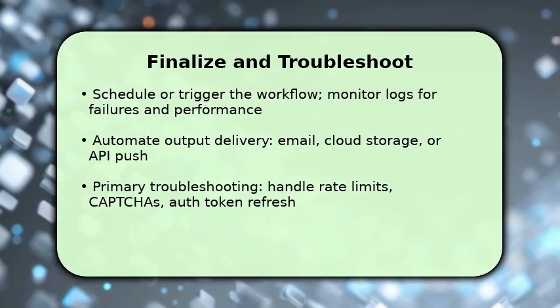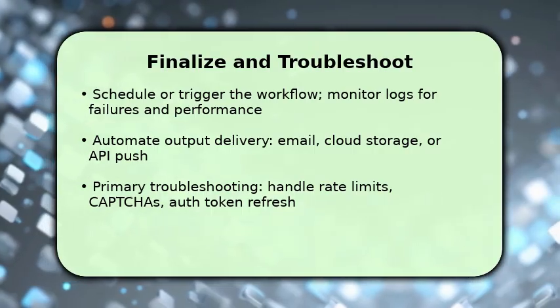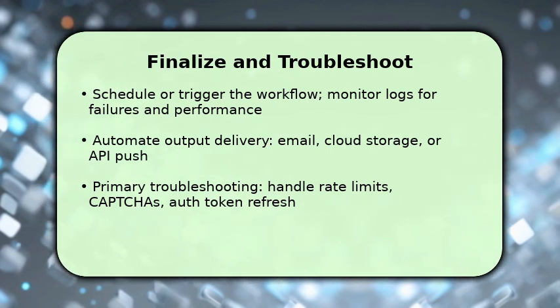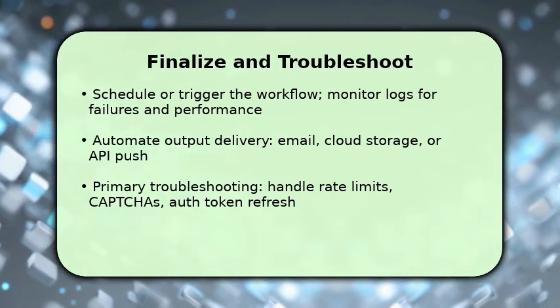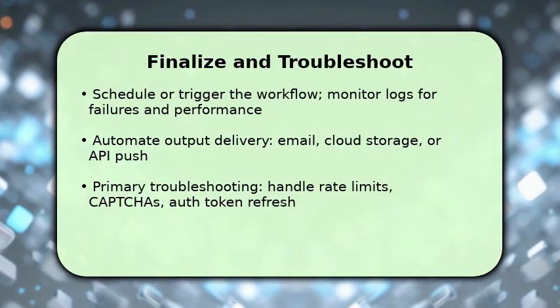consume the data. If problems arise, focus on one key fix: manage rate limits and CAPTCHA interruptions, implement retries, backoff delays, and token refresh routines, because treating auth and throttling issues resolves the majority of failures.